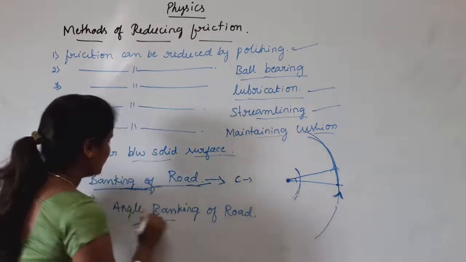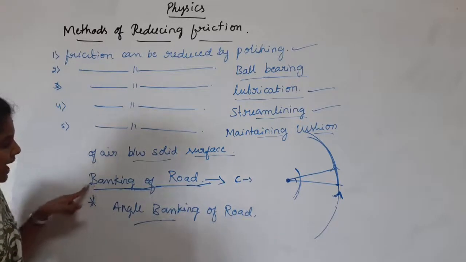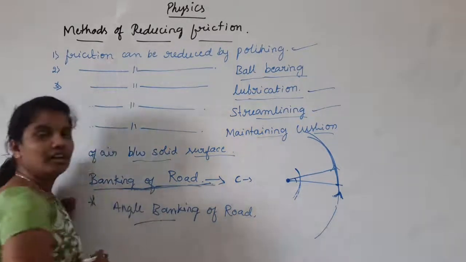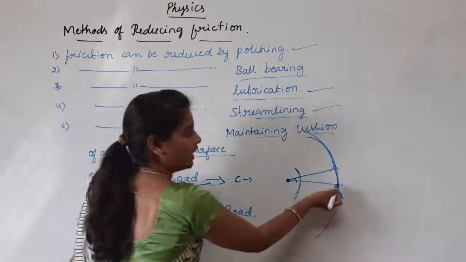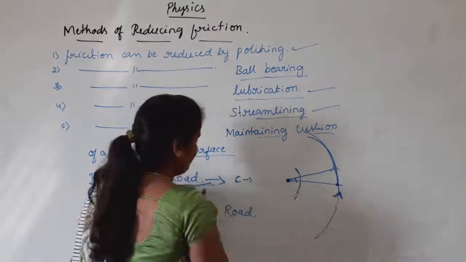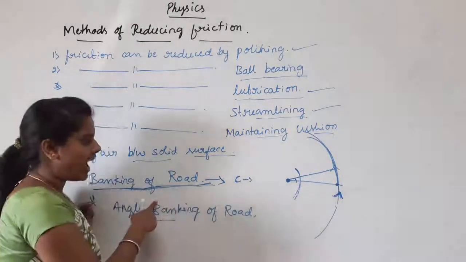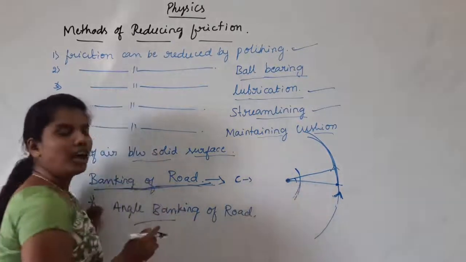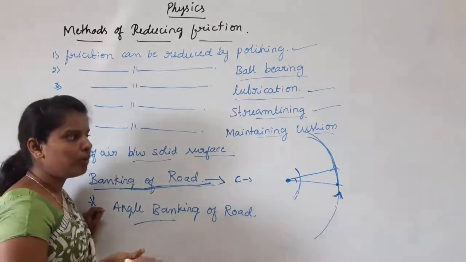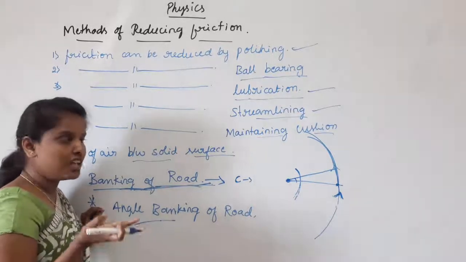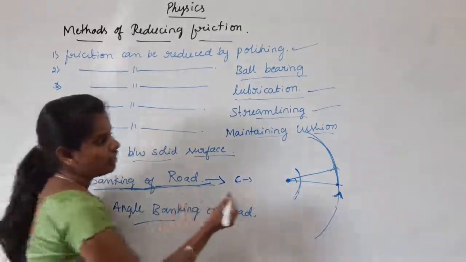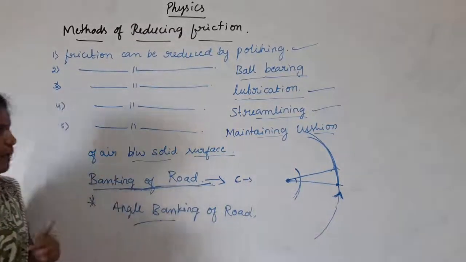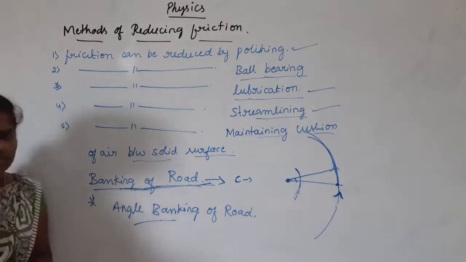So this is about the banking of road. When the centripetal force acts on the cycle by the cyclist, the outer edge of the road is suitably raised above the inner edge of the road. This is called banking of road.